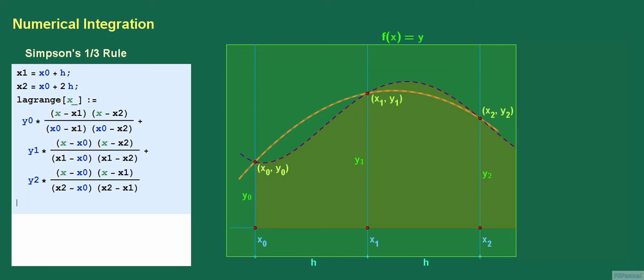If the graph of this Lagrange polynomial does not dip below the x-axis from x equals x0 to x equals x2, then the integral of this Lagrange polynomial represents the area between the graph of the parabola and the x-axis. Regardless, the integral from x0 to x2 of Lagrange x represents an approximation for the integral from x0 to x2 of f of x. This is what we get when we carry out the integration and have the result factored.